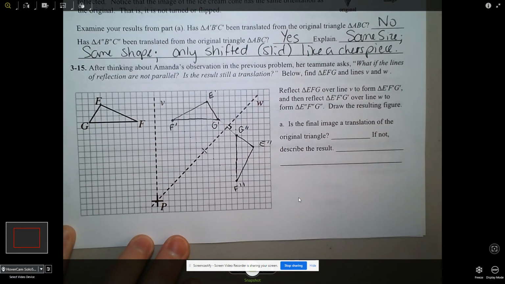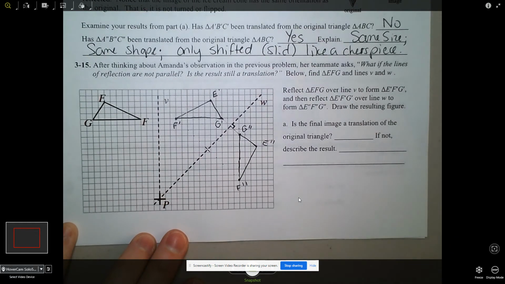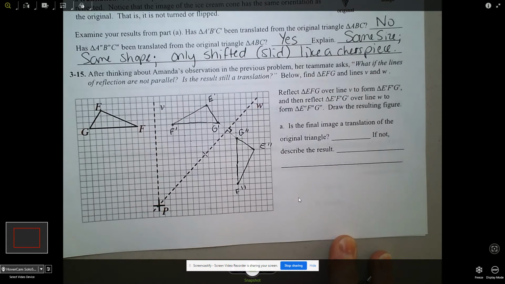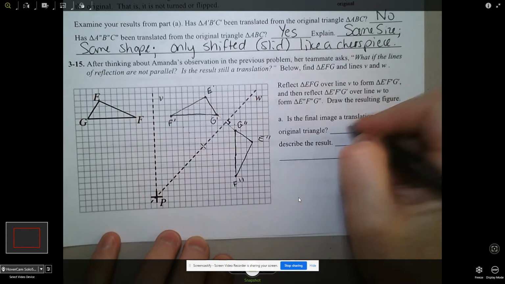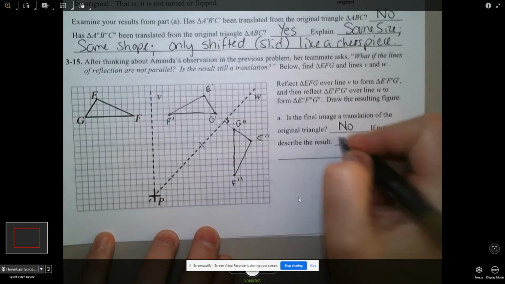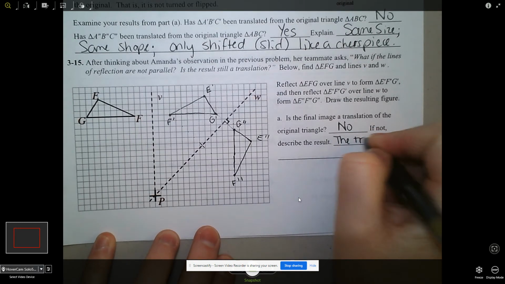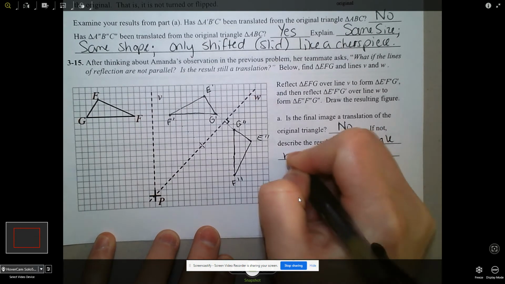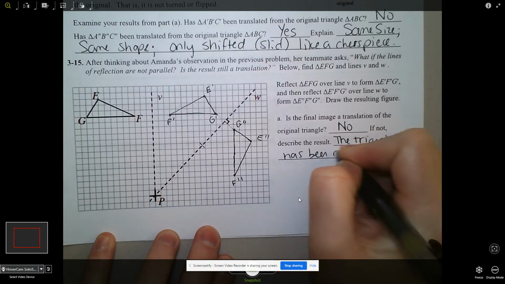All right, so is the first image a translation? Is it just simply a slide or a shift? And we would say, no, it's not, because it has changed orientation. So describe the result. It's actually been rotated. The triangle has been rotated.